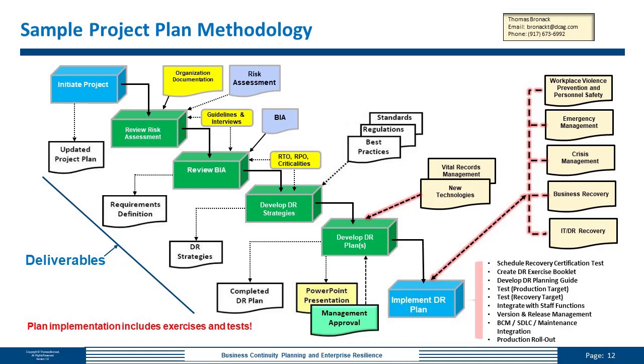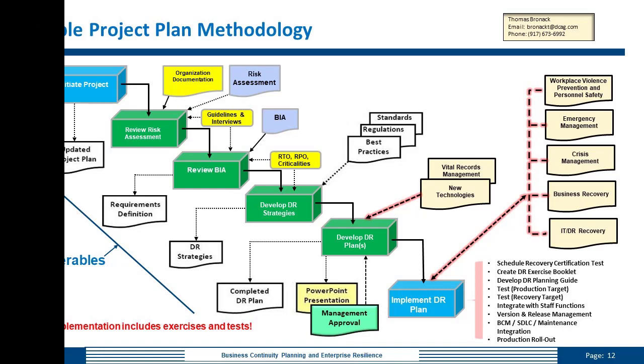E. Integrate recovery planning within the everyday functions performed by personnel. F. Ensure recovery planning is included in version and release management for changes to the production environment. G. Ensure that business continuity planning is integrated within the development and maintenance cycles. H. Perform a recovery plan rollout to the production environment. This process will work for creating all recovery plans including emergency management, crisis management, business recovery, and IT disaster recovery. Workplace safety and violence prevention may have a different path to follow but should be accomplished for each business location.